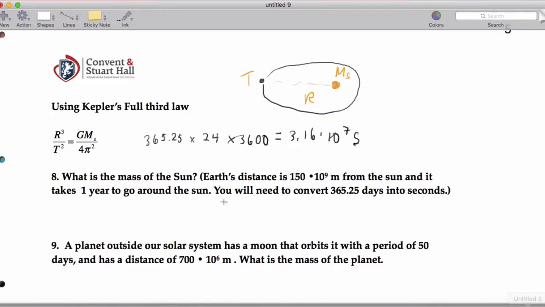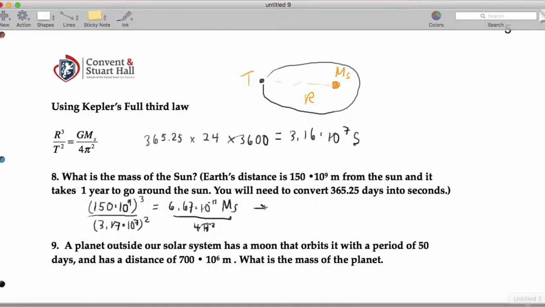Given that, we can now get the mass of the sun. So 150 times 10 to the 9th, and we will cube that, divided by 3.17 times 10 to the 7th squared, equals G, which is 6.67 times 10 to the negative 11th, times the mass of the sun divided by 4 pi squared.